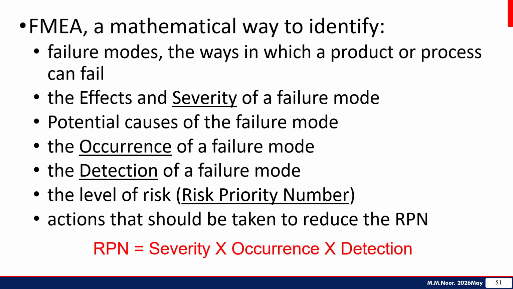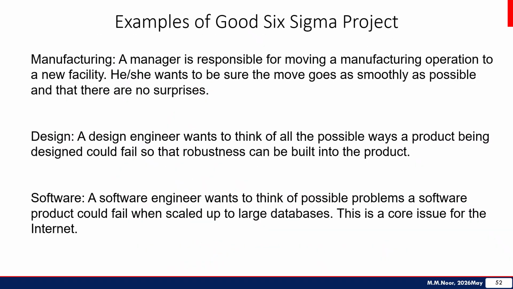Okay, these are severity, occurrence, and detection. This is the RPN number, the risk priority number. We just multiply severity, occurrence, and detection, and they become the RPN number. Okay, now an example of a project that is good to use with a Sigma project.